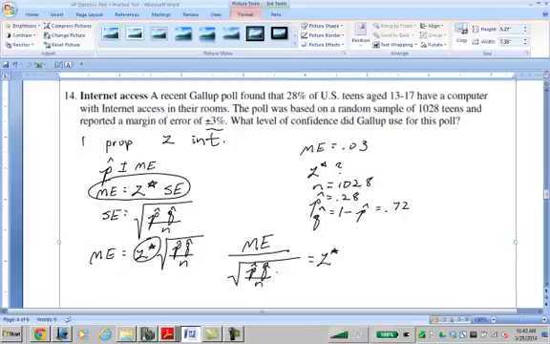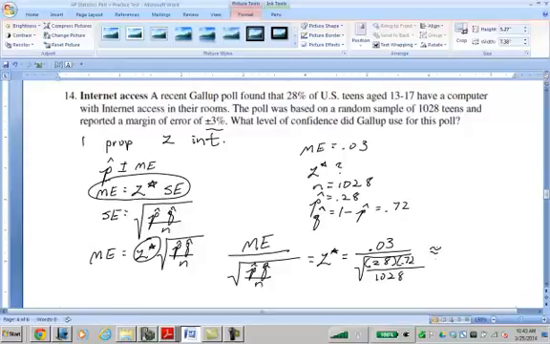So let's continue with this. Which is going to equal 0.03 divided by the square root of 0.28 times 0.72 over 1028. And this is approximately equal to, now let's get the calculator out.